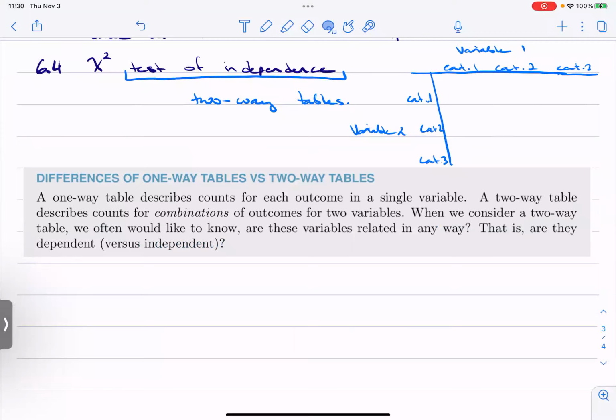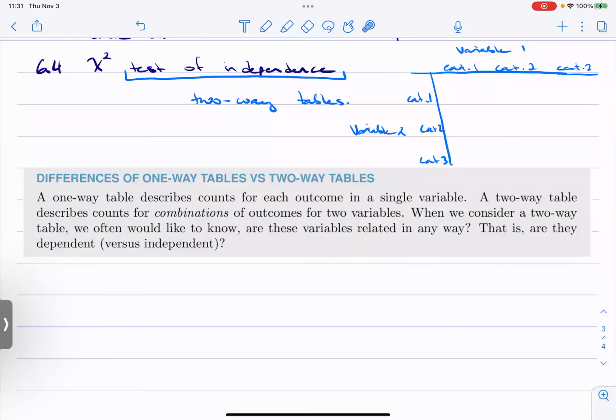A one-way table describes counts for each outcome in a single variable, and a two-way table describes the counts for combinations of outcomes, so in the cross tabulation here of two variables. Okay. When we consider a two-way table, we often would like to know, are these variables related in any way? Which would be, are they dependent or are they independent? And so that's where the test of independence comes from. Okay. If you prefer to talk about, are the variables related? That's totally fine in your hypothesis.